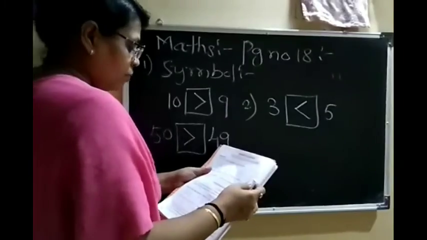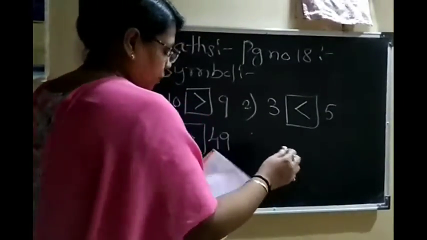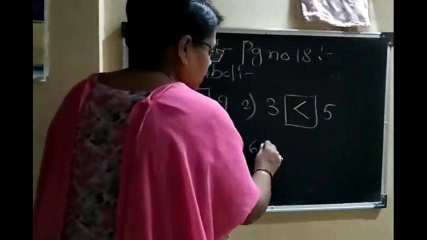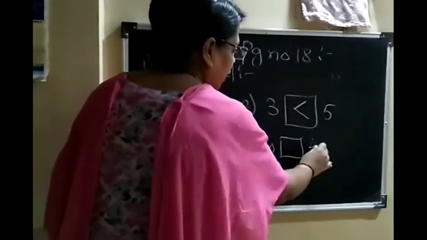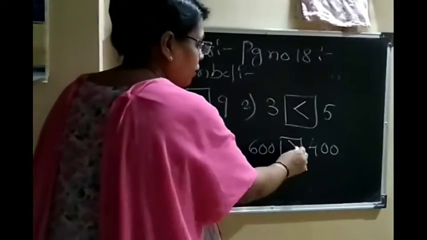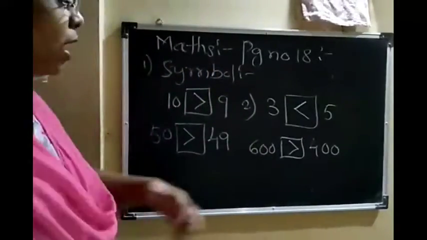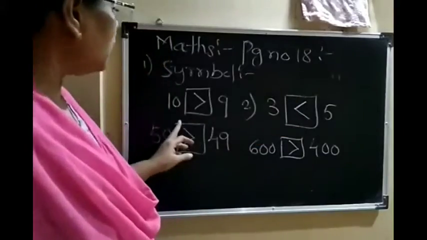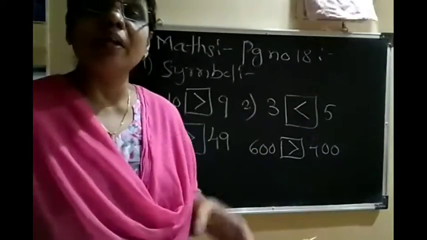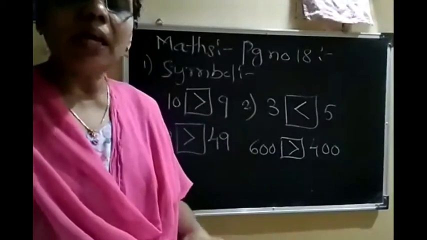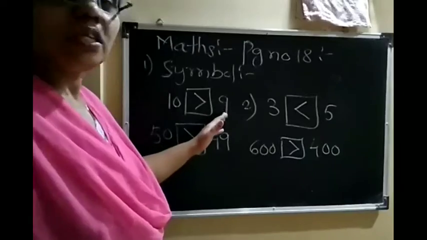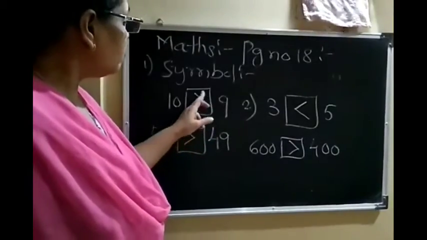Then the next is 600 and here 400. Obviously 600 is bigger than 400, so you have to use this symbol. These are the symbols that I have selected from assignment 1. The remaining are homework, because here the bigger figure and this is the smaller one. The symbol is this way.